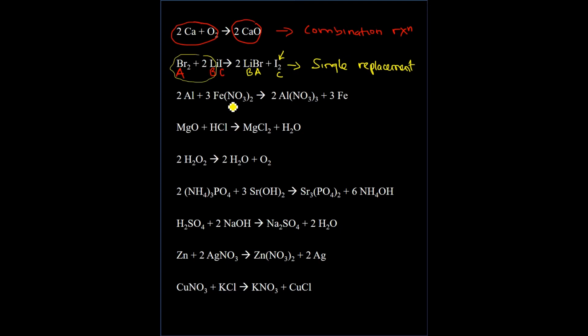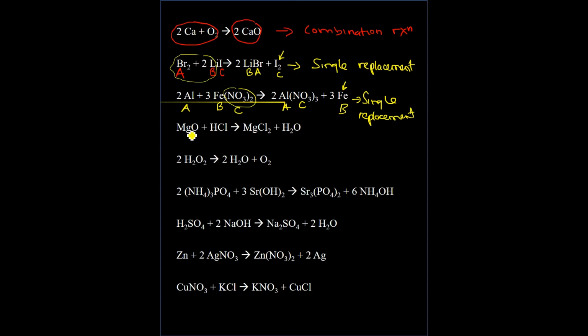Here you have aluminium reacting with iron(II) nitrate. Again, you have group A. This is a polyatomic anion, so I'm going to say C. So A and C are combined. B is displaced and it's single by itself. So again, this is single replacement.